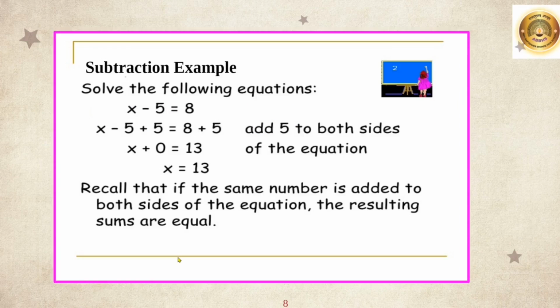Now this is a subtraction example. So here we add 5 on both sides of the equation. And you get the value of x as 13. So if the same number is added to both sides of the equation, the equality remains.